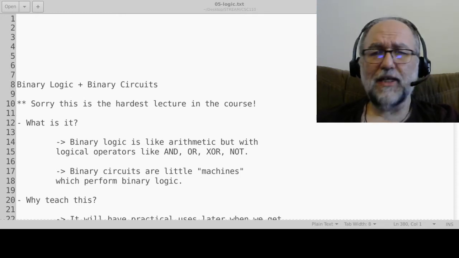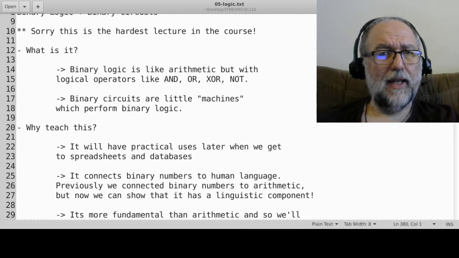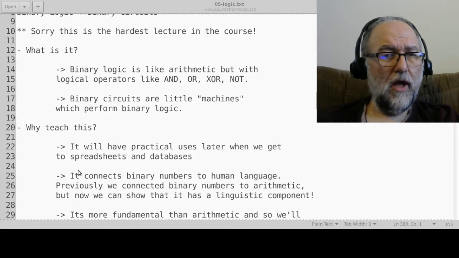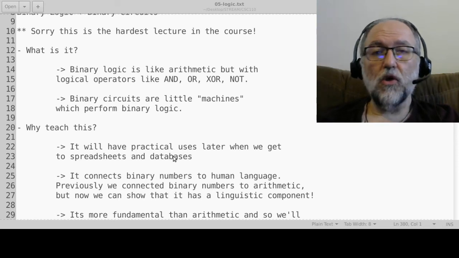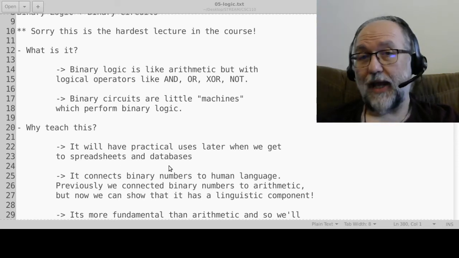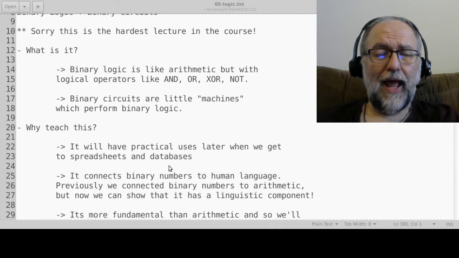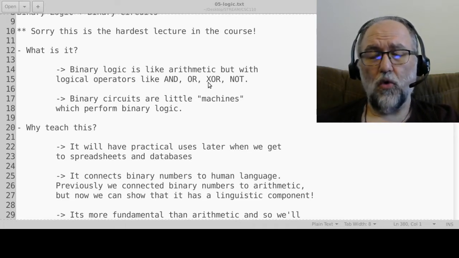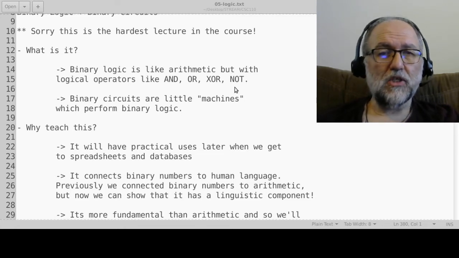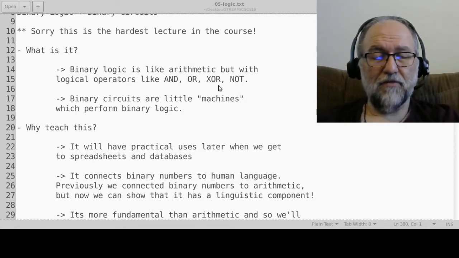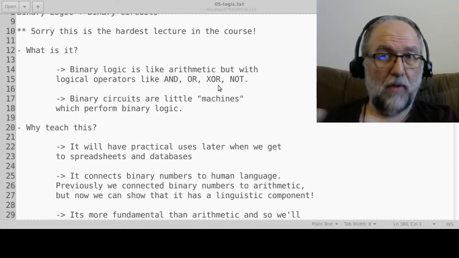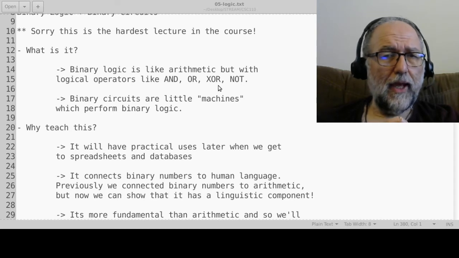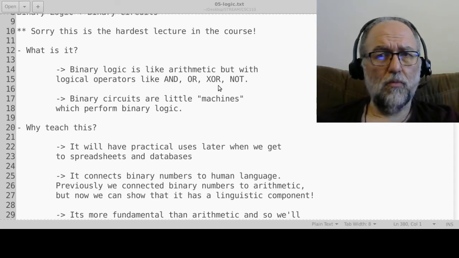Now why am I teaching this? I already said a little bit about that, but let me go over it formally right now. The first reason is that it's going to have practical uses later on. For example, when we get to spreadsheets and databases towards the end of the course, I'm going to have to make reference to binary logic, so these operators and, or, exclusive or, and not. Not so much the exclusive or, but we are going to have to make use of those operators, and so it has practical purposes. I think you'll see why when we get there.